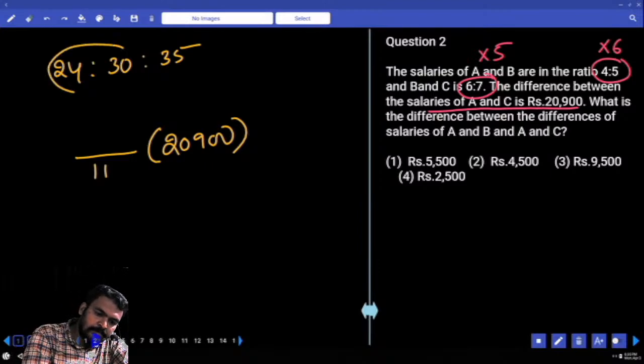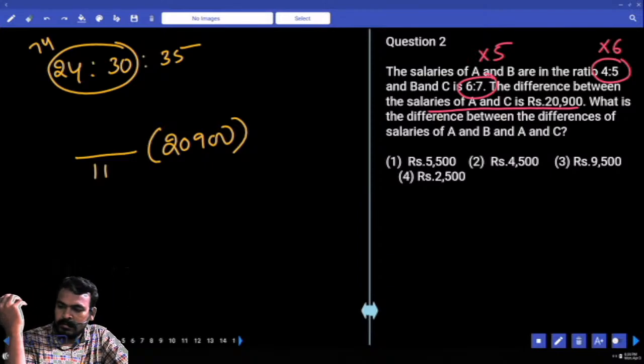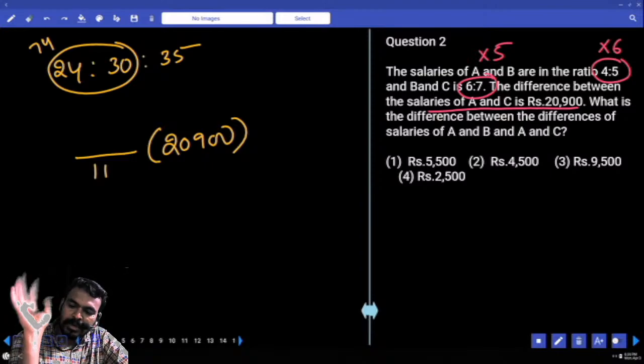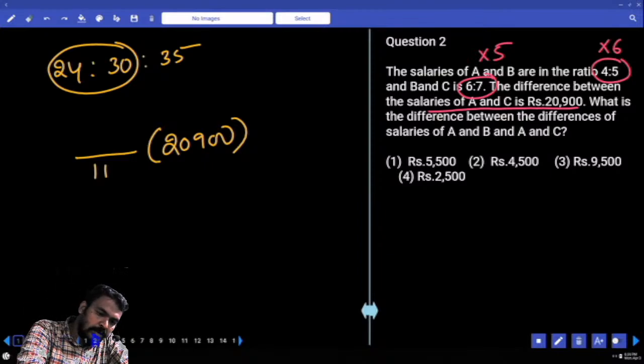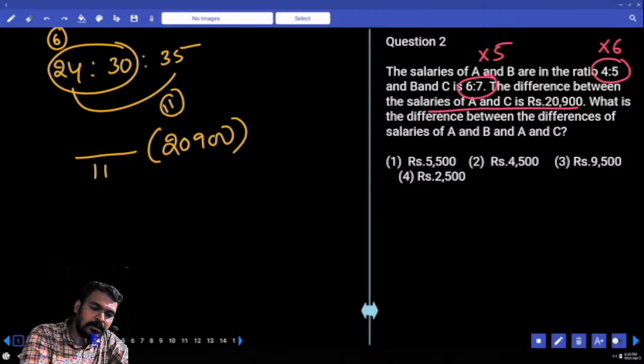What is the difference between the differences of salaries of A and B and A and C? What is the A and B? 24 and 30, difference 6. What is the A and C? Again A and C difference 11. One is 11, another one 6. Difference 5.